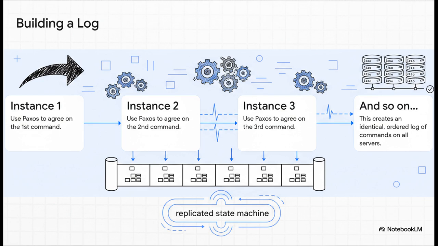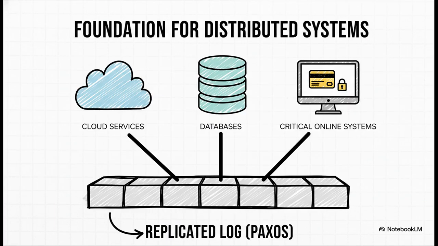What this does is it builds a consistent, ordered log of commands, an identical history across all the servers. This is what's known as a replicated state machine. And that replicated log, that's the foundation for so much of the technology we absolutely rely on. When you're using a cloud storage service, a modern database, or pretty much any critical online system that just can't afford to lose your data, there's a really good chance that deep down inside, an algorithm like Paxos is constantly at work, making sure every single server has the exact same correct version of history.